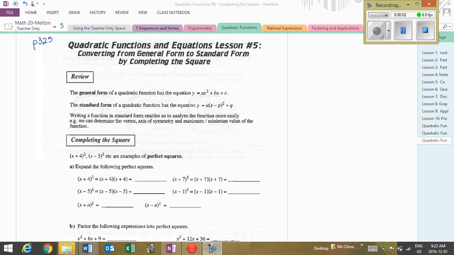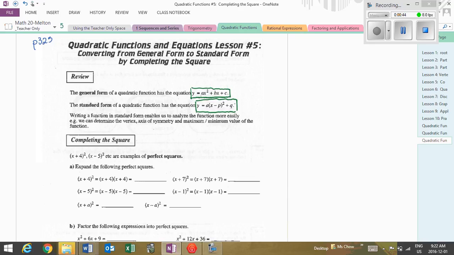So we're on page 325 in your workbooks, and we're looking today at completing the square. And the purpose of completing the square is to allow us to go from the general form of our quadratic function, so y equals ax squared plus bx plus c, and convert that into, or express that as vertex form or standard form. And of course we like the vertex form because it gives us a lot of information very quickly. We can clearly see what the vertex is, the equation for the axis of symmetry, the minimum or the maximum value, and lots of other good stuff.